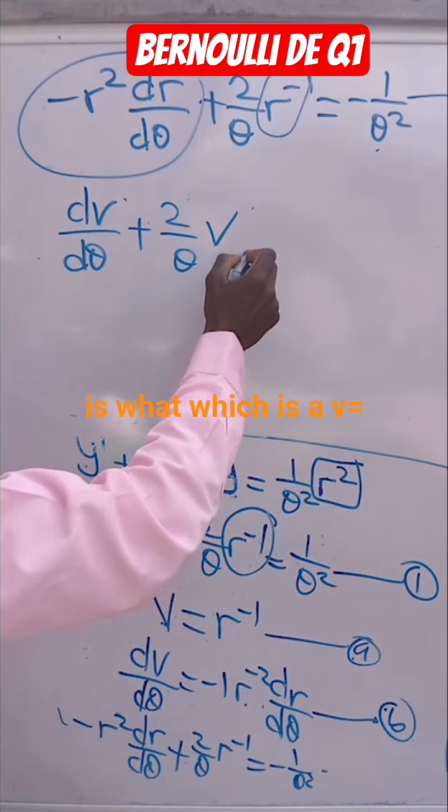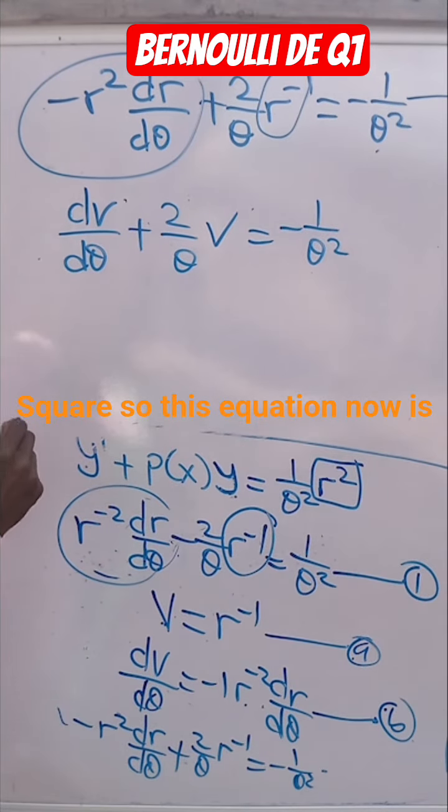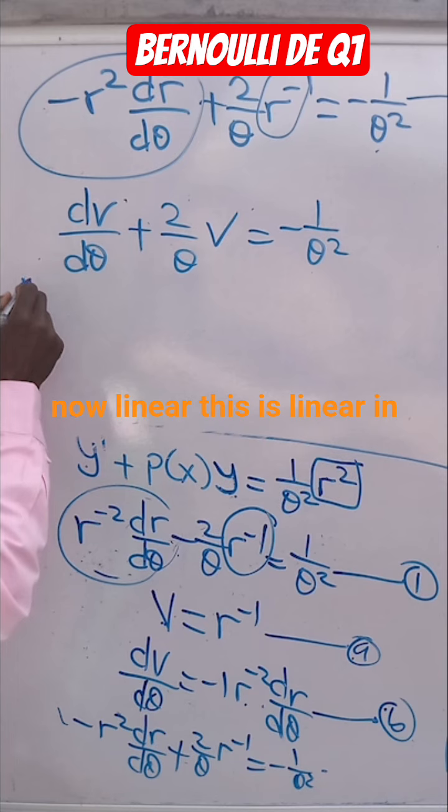This one is equation A, which is v equal to what? Minus 1 over theta squared. So this equation now is linear. This is linear in v.